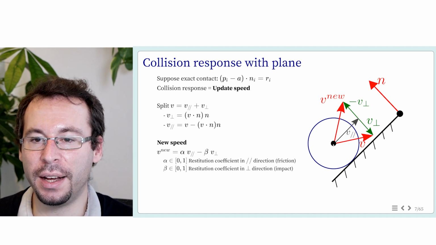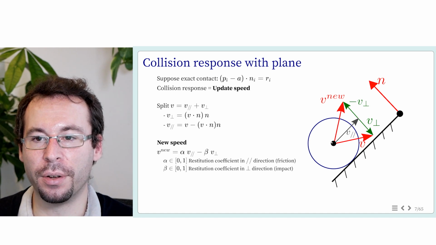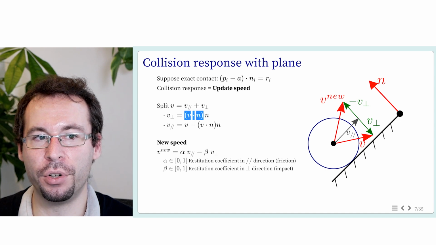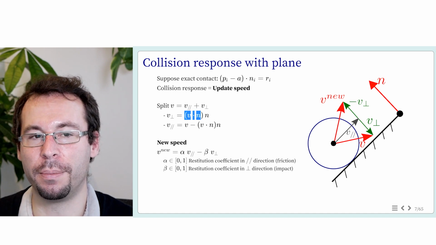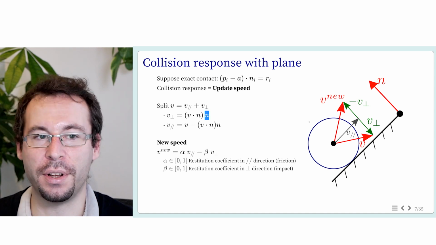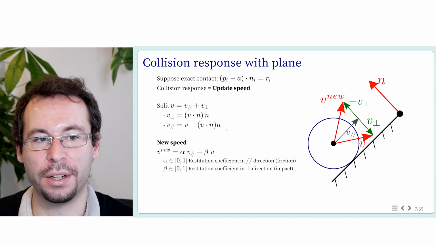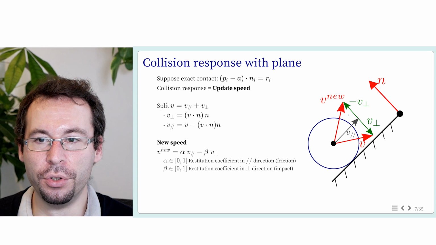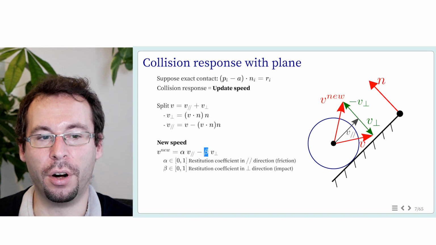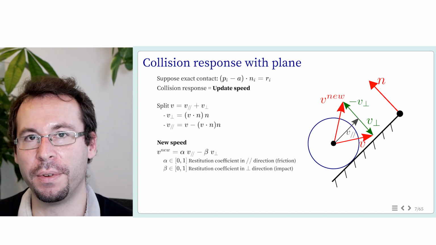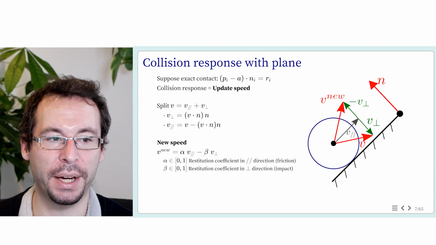Then this speed v, I can split into a parallel component and an orthogonal component. The orthogonal component is the projection of v along the normal direction, and I take it along this normal direction. And the parallel component is v minus this orthogonal component. And now I can say that the new speed is v parallel minus v orthogonal. And I can add some restitution or attenuation coefficient if I want to model the fact that there is some friction and some loss of energy during the impact.